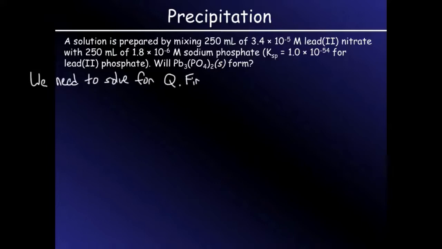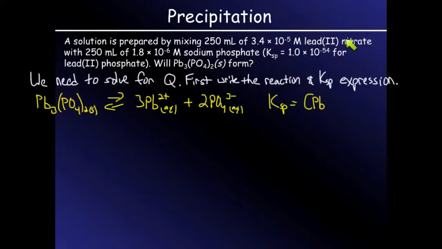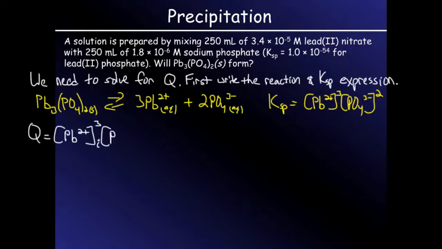So the first thing that we'll do in order to solve for Q is write, as I suggested, the KSP expression. It may be helpful, again, to remember your polyatomic ions so that you can correctly write the chemical formula for lead-2 phosphate. Having 3 leads for every 2 phosphates, we get a KSP expression of lead ion concentration raised to the 3rd power and phosphate concentration raised to the 2nd power.